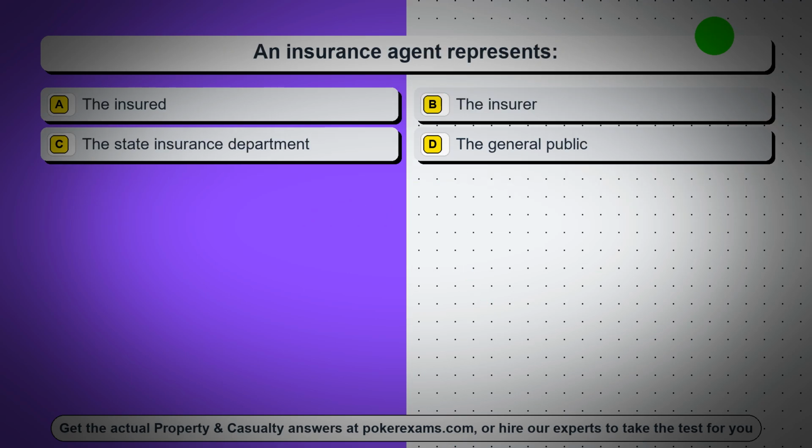Question 41. An insurance agent represents Option A, the insured. Option B, the insurer. Option C, the state insurance department. Option D, the general public.